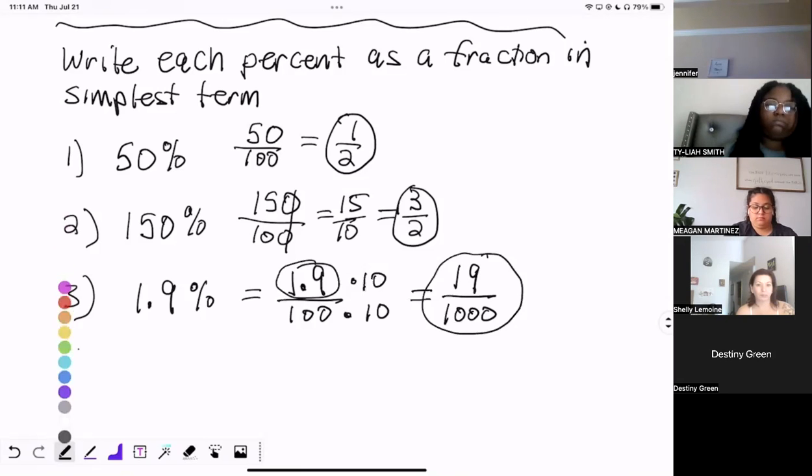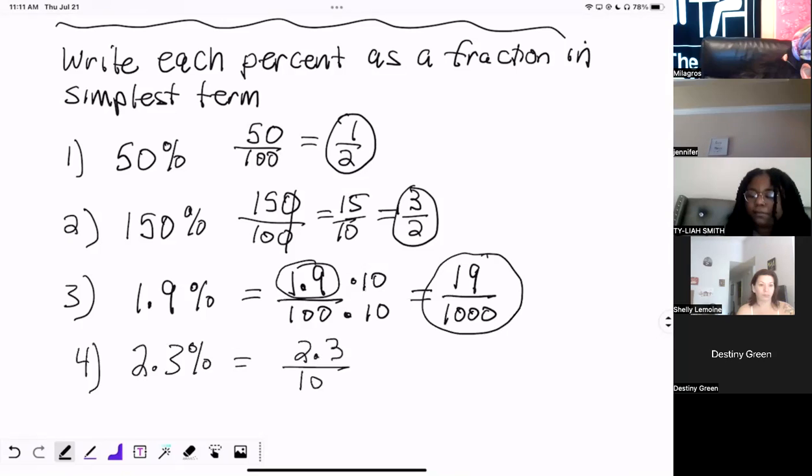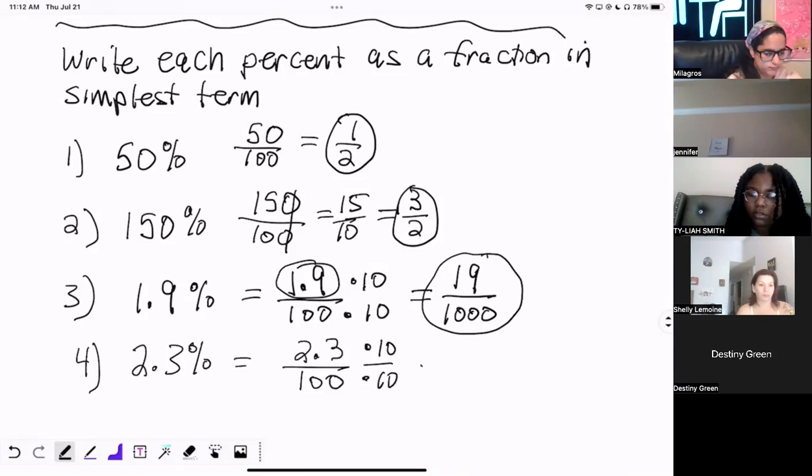I'll do one just like it again. That one's a little tricky. So let's say I have 2.3%. It'd be 2.3 over 100 because it's percent. But I'd have to multiply both of them by 10 to make the numerator a whole number, which means I have 1,000 on the bottom. And I would simplify if I could, but I can't.